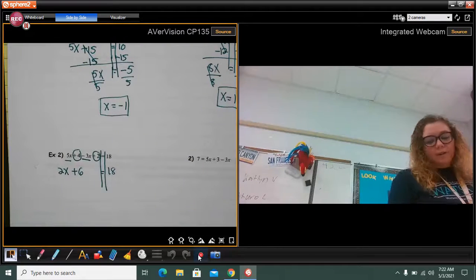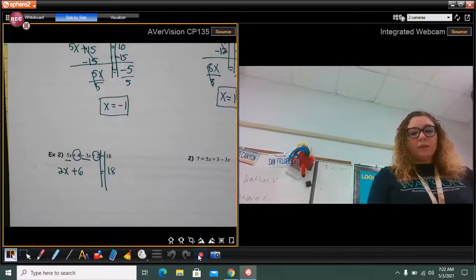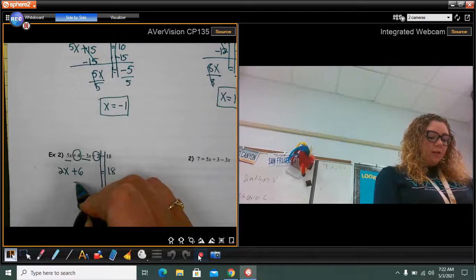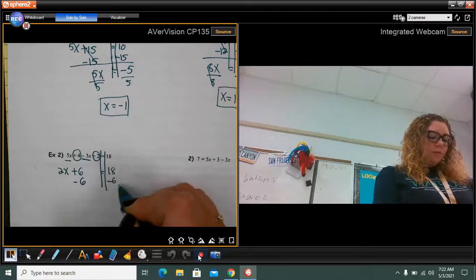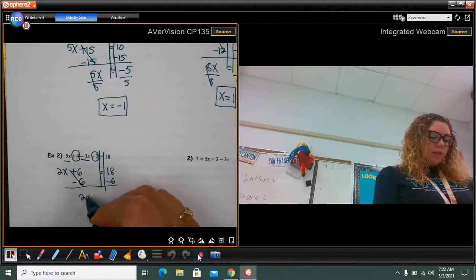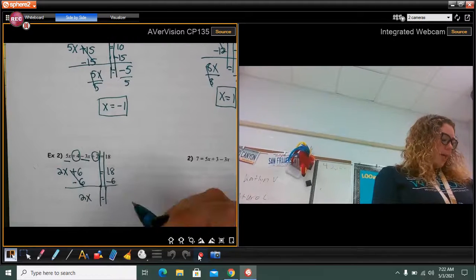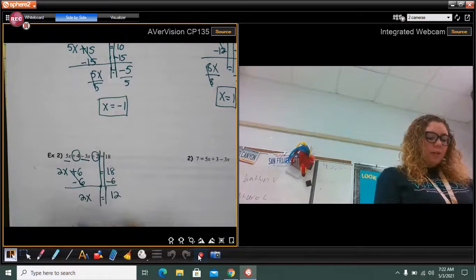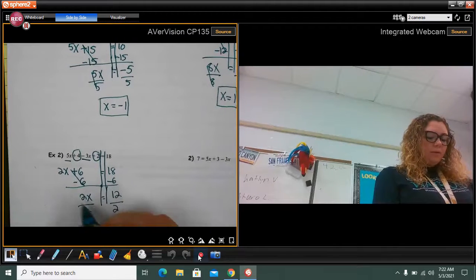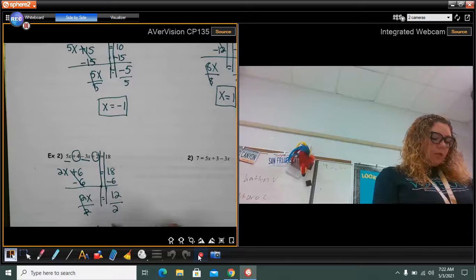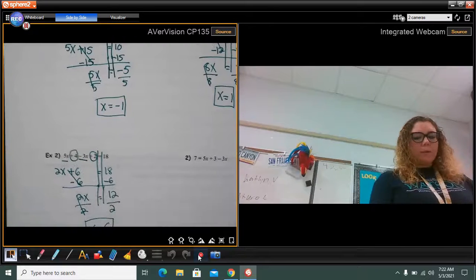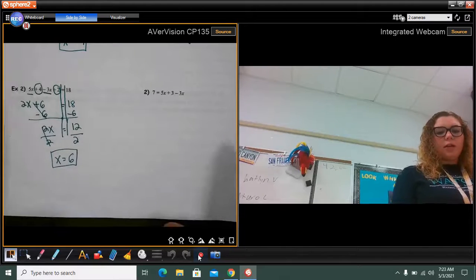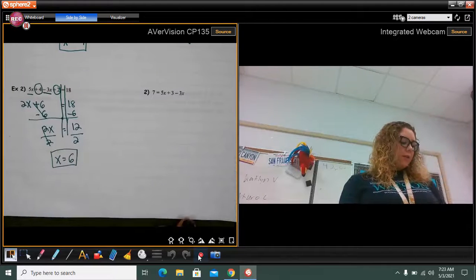Now again, I have a 2-step equation, so we're going to solve it just like we did last week. Undo the addition first, and to do that, you're going to do the inverse, which is subtraction. I'm left with 2x equals 18 minus 6, which gives me 12. Undo this multiplication by dividing. 12 divided by 2 is 6. So go ahead and try number 2 on your own and then come back for your answer.